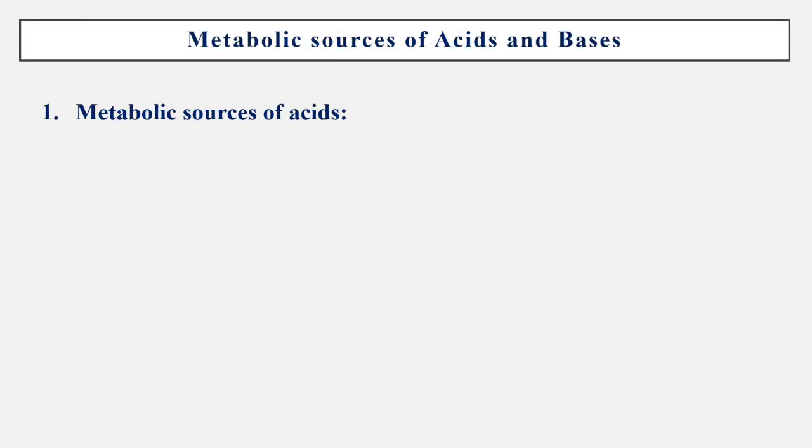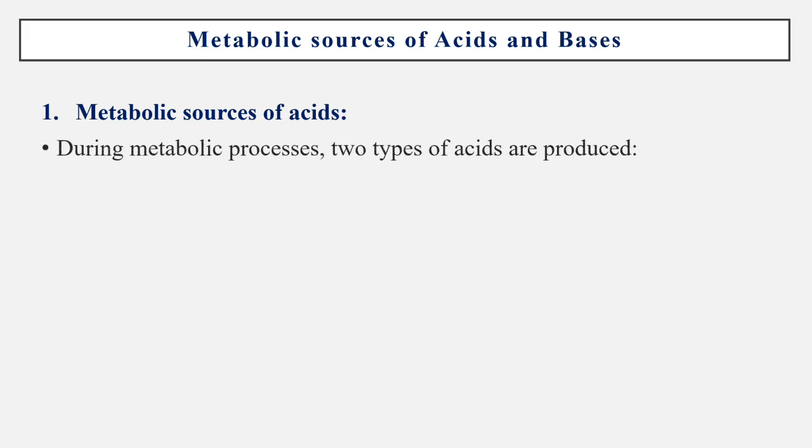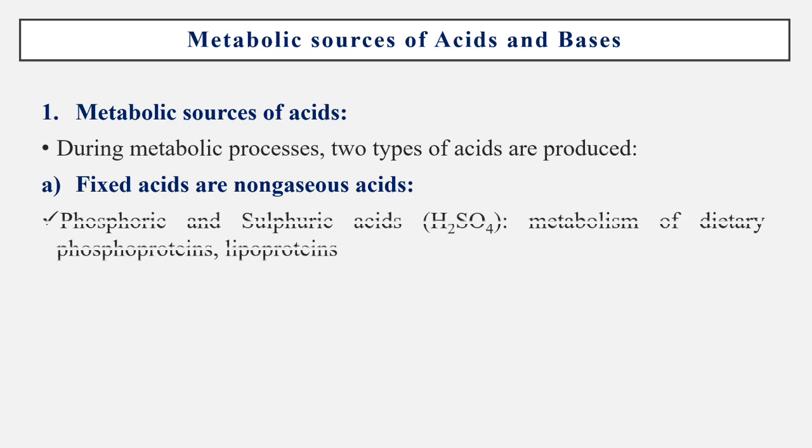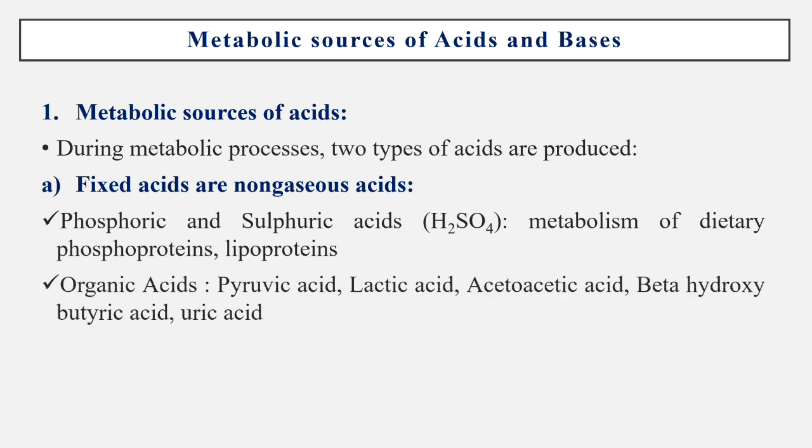Next, coming to the metabolic sources of acids and bases. First one is metabolic sources of acids. During metabolic processes, two types of acids are produced. One is fixed acids or non-gaseous acids: phosphoric acid and sulfuric acid, produced from metabolism of dietary phosphoproteins and lipoproteins. Organic acids are pyruvic acid, lactic acid, acetoacetic acid, beta hydroxybutyric acid and uric acid.